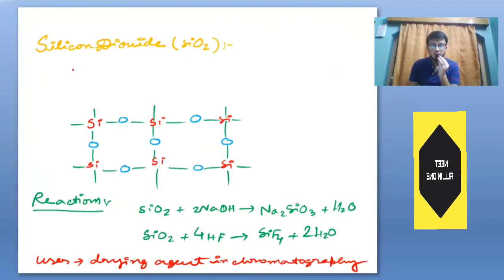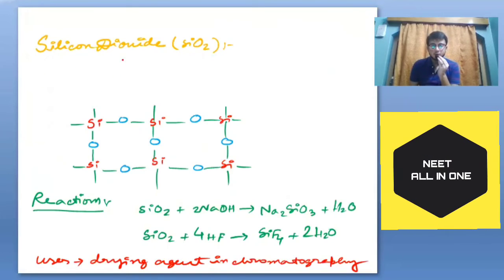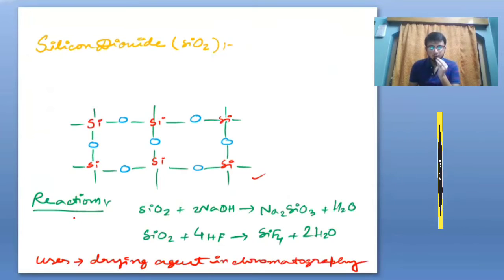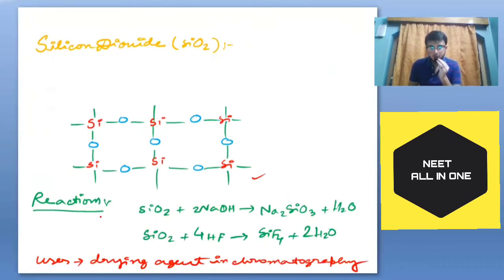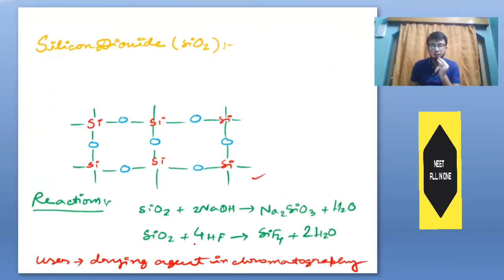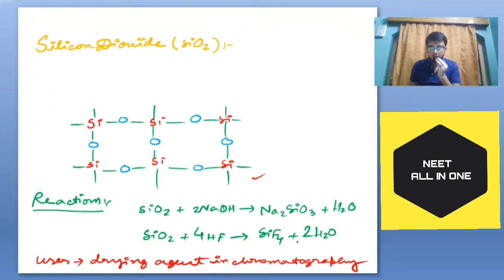So next are the compounds of our silicon. So first is silicon dioxide. So its structure is here. Okay. So its structure is very important. Just see and remember it. Then there are some important reactions also. That is SiO2 plus 2NaOH forms Na2SiO3 plus H2O. Also there is SiO2 plus 4HF gives us SiF4 plus 2H2O.